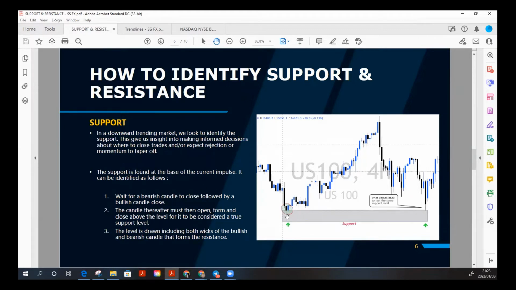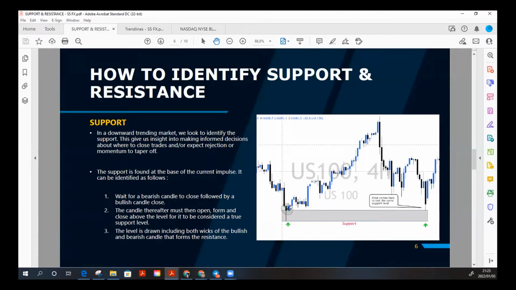So again, number one, you wait for a bearish candle to close, followed by a bullish candle close. You've got a bearish candle close at the base, followed by a bullish candle close at that base. Then the next candle thereafter must open. So this third candle here must open, form, and close above that level for it to be considered a true support.